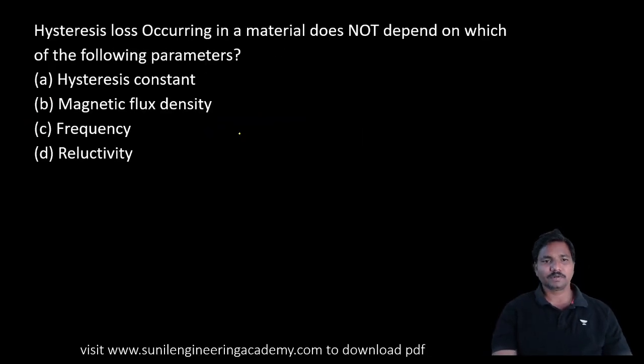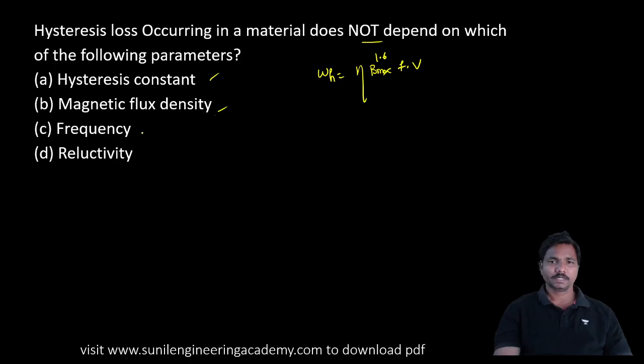Coming to the next one: hysteresis loss occurring in the material does not depend upon which of the following parameters? Hysteresis loss depends upon eta, B max to the power 1.6, f into V. So it depends upon flux density, hysteresis constant, and also frequency, but it does not depend upon resistivity. So the answer is option D.